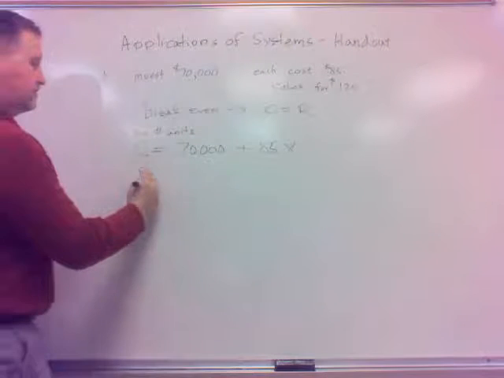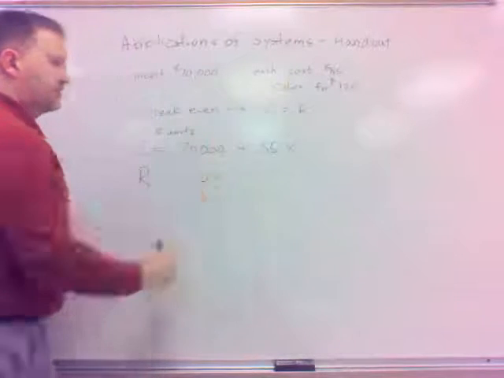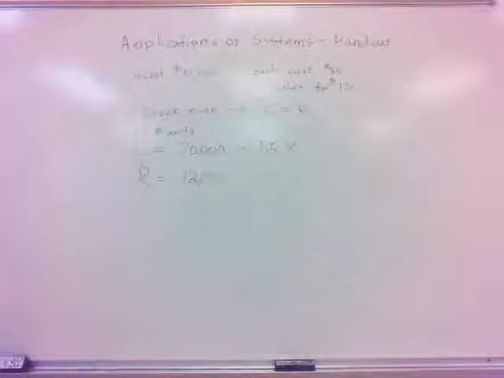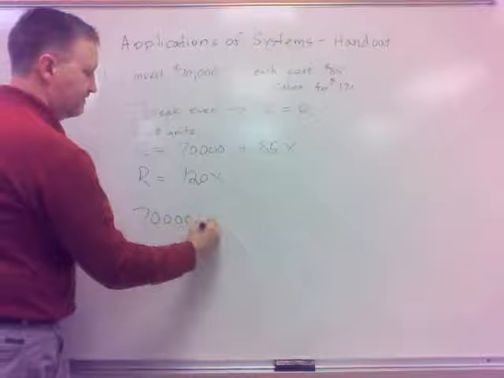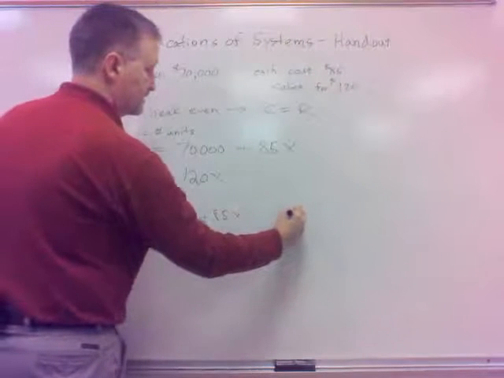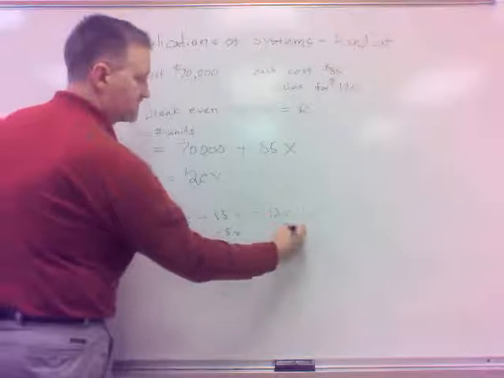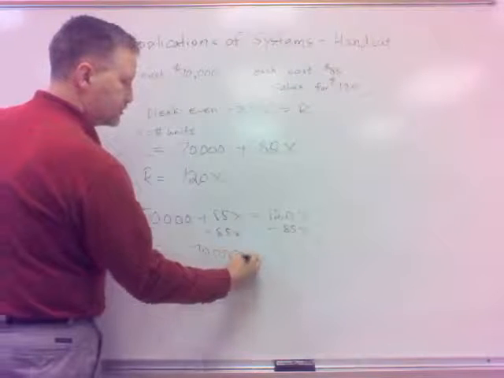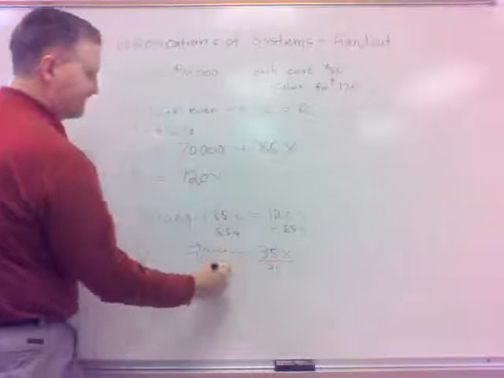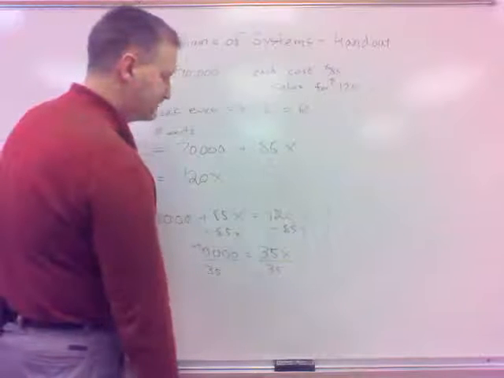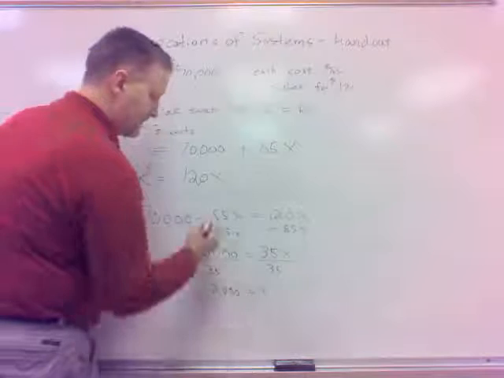The revenue then, well, I sell them for 120. So the revenue I get is 120 times the units, right? 120X. So I want to break even, set them equal, right? 70,000 plus 85X equals 120X. Subtract the 85X. 70,000 equals 35X. Hey, how about that? Divide by 35? 2,000. Right on the dot, right? So I need 2,000 units on this one.